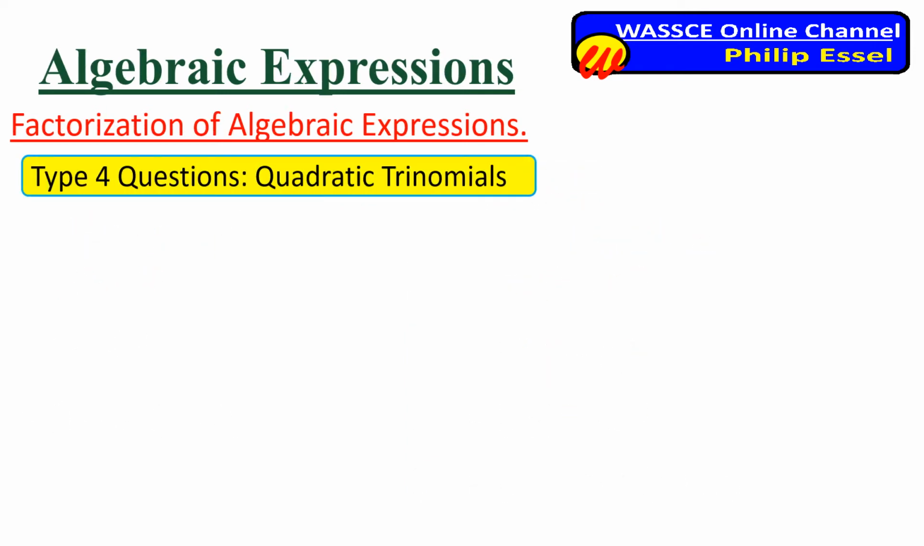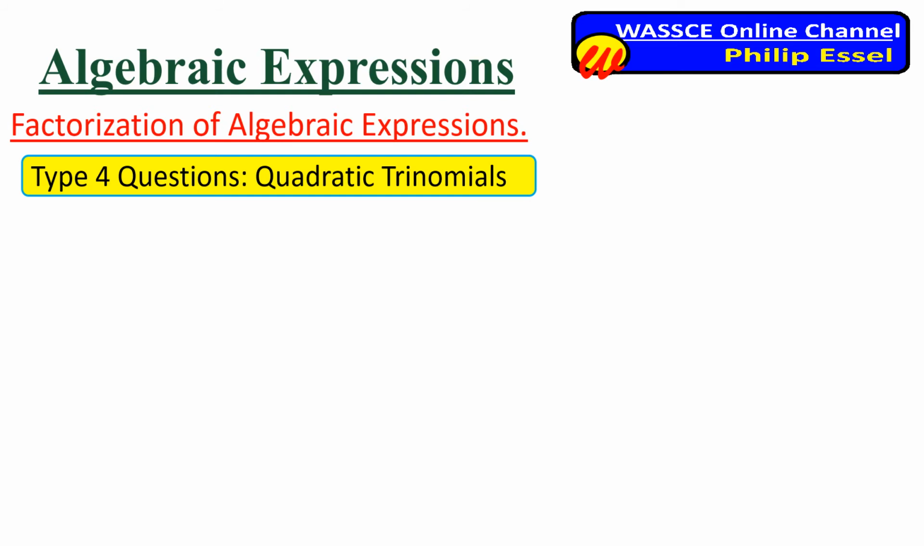Now let's look at type 4 questions. And the type 4 questions are mainly quadratic trinomials. And here we will be looking at how we can factorize quadratic trinomials. To be able to factorize quadratic trinomials, we need to know what they are. First, we'll look at what trinomials are. Then we'll look at what quadratic trinomials are.